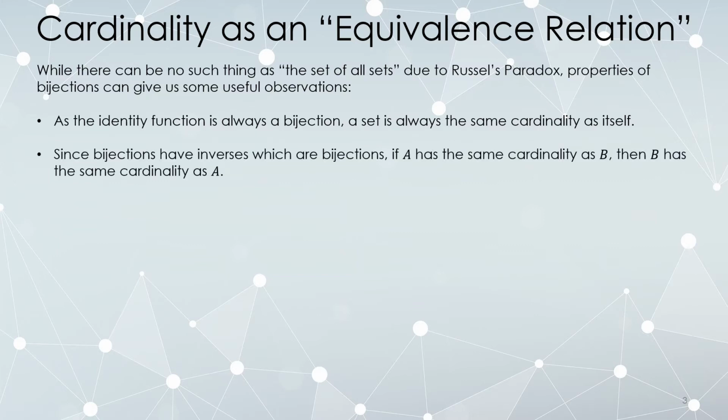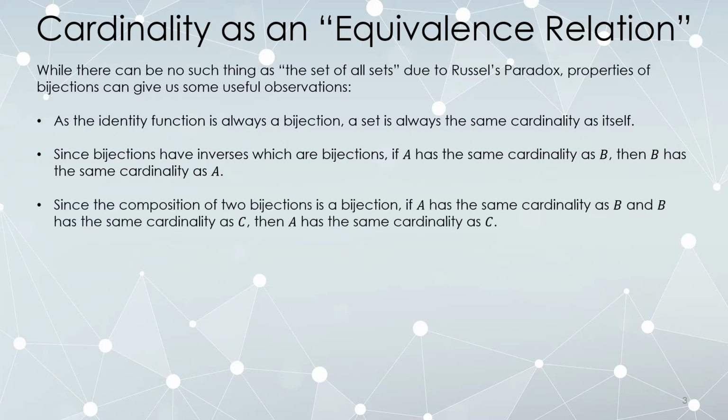Bijections have inverses which are bijections. So if I can make a bijection from A to B, its inverse gives a bijection from B to A. So if A has the same cardinality as B, then B has the same cardinality as A. In other words, cardinality is somehow symmetric.